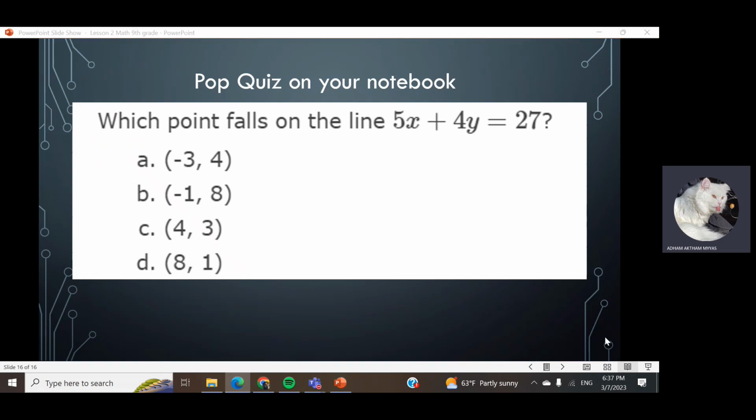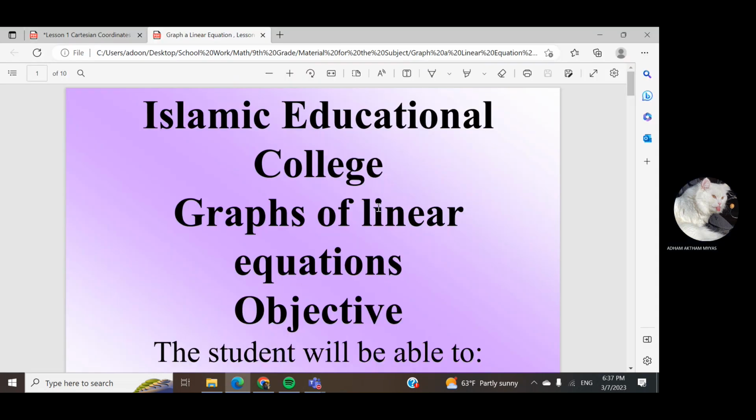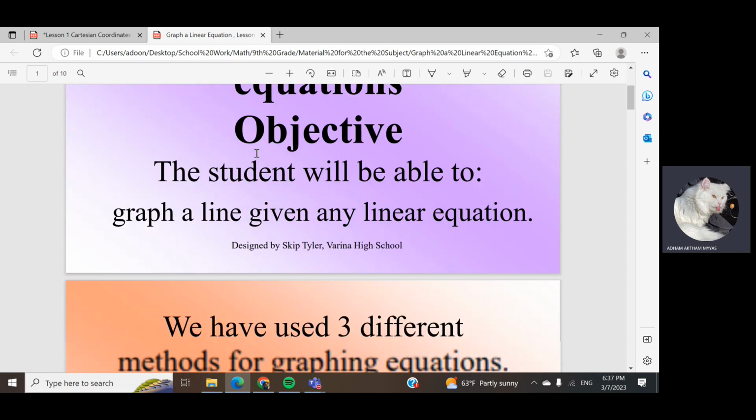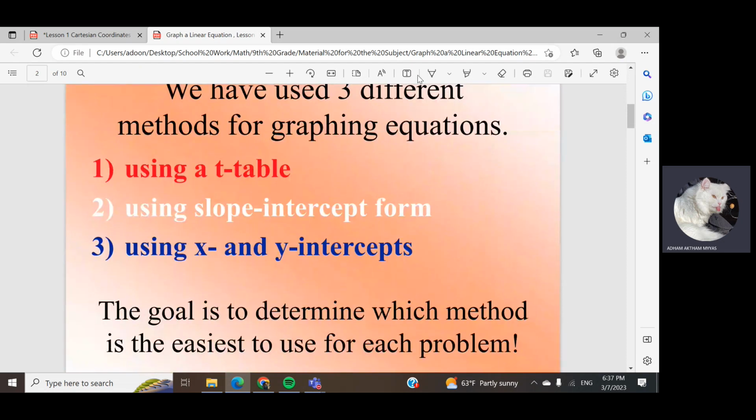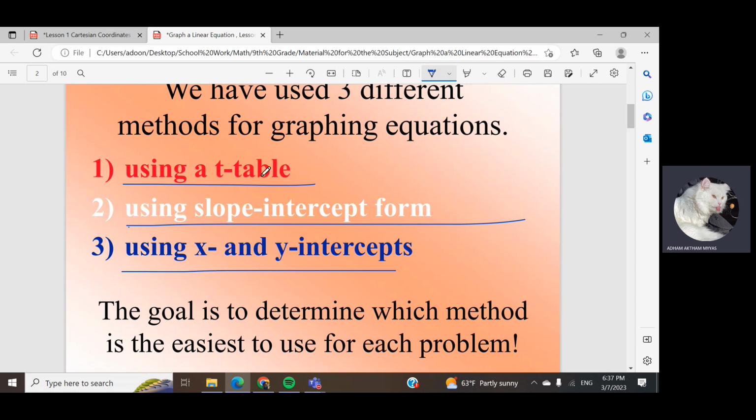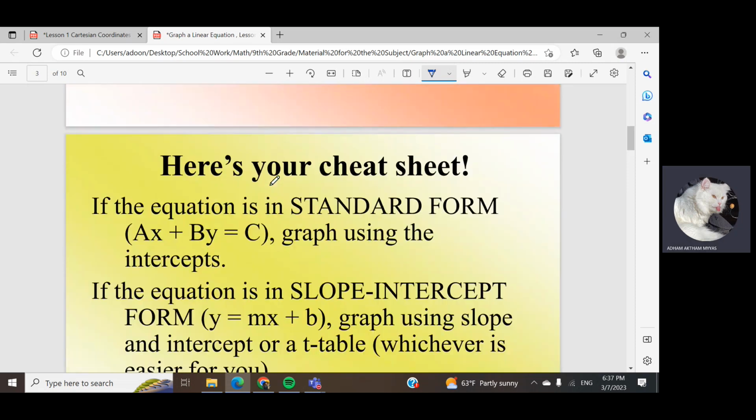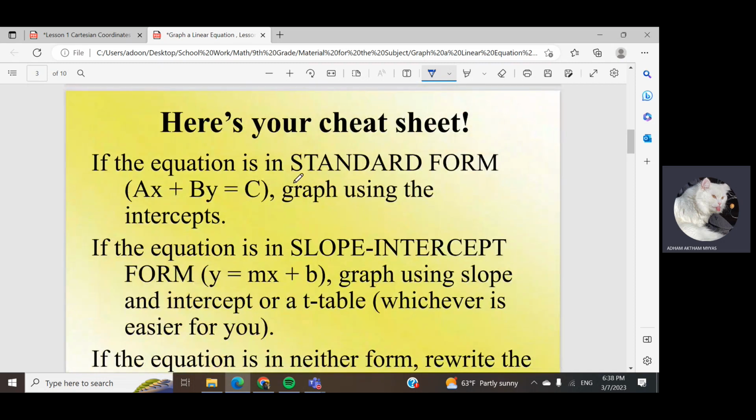Here we can move now to the last part of the lessons, the material. We can see here that we have the graph of a linear equation. We can use three types. One of them is using a table, a t-table. We took the linear function using the slope-intercept form, or using the x and y intercepts. I can explain that by the standard form. We can use this as standard form, or we can use the slope-intercept form that we took in the linear function.